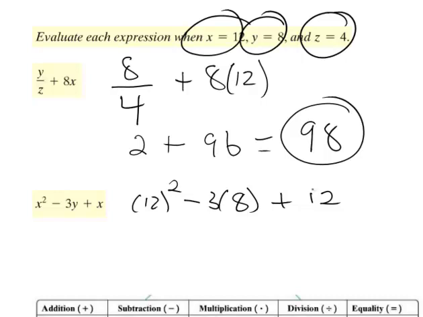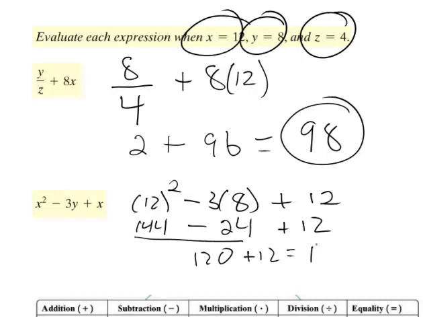So I'm going to go ahead and take care of my exponent. So 12 squared is going to be 144. Minus 3 times 8 is going to give me 24. Plus 12. Okay, so I know that 144 minus 24 is going to give me 120. And 120 plus 12 is going to give me 132.